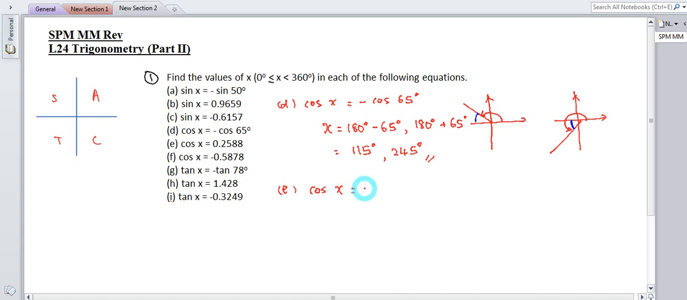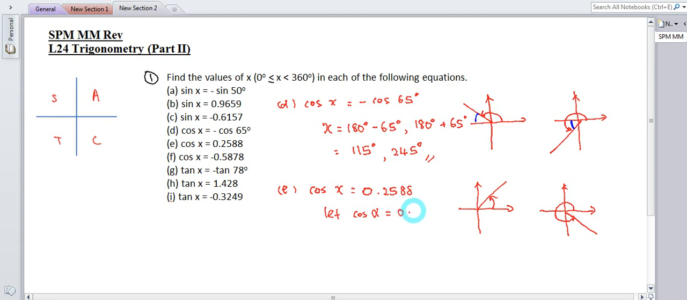Okay, now we go to E. Cosine x is equal to 0.2588. Okay, draw two graphs. Positive cosine, you want to get positive, first quadrant or last quadrant. Yes, ASTC, right? Now we need to determine the reference angle. This step you can skip, it is okay. You can just press the calculator and get the reference angle.